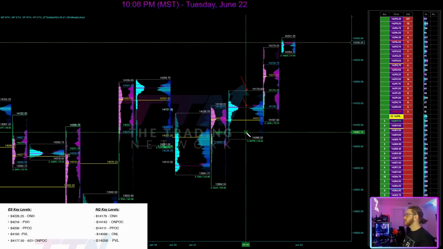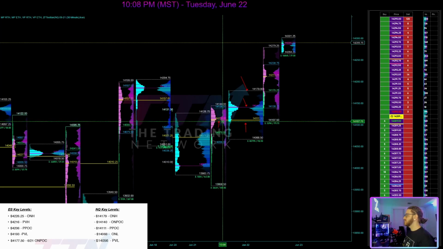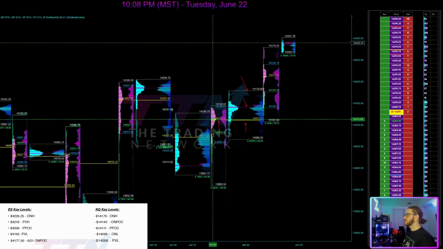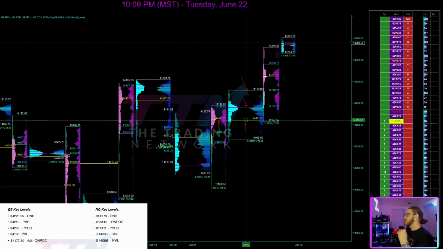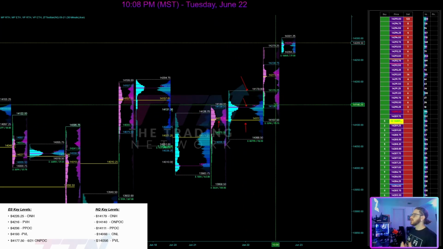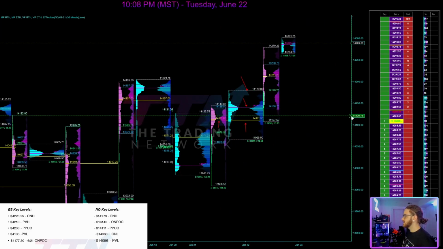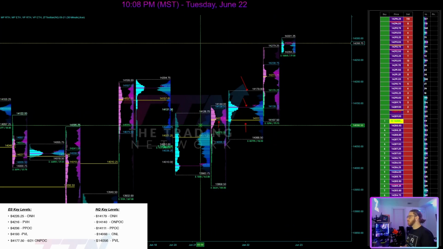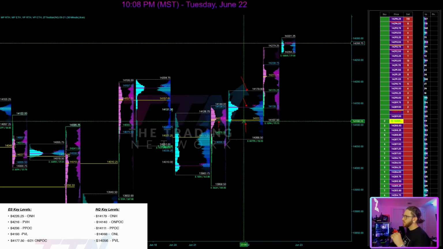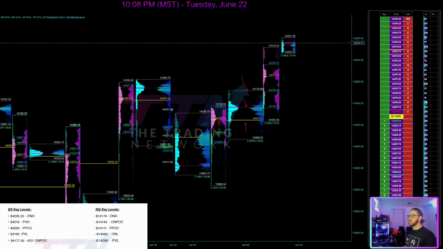And below that, I was looking at 14,111, which yet again was a naked POC from yesterday's session. And this was a naked POC because this was a point of control that was not touched in a regular trading hour session since it was created. So last night, after this closed, this POC was extended to the end of the chart. And today, when we opened up, we came down, we tapped that level, we closed that naked POC, and we can just view that as a prior POC, as you see down here.